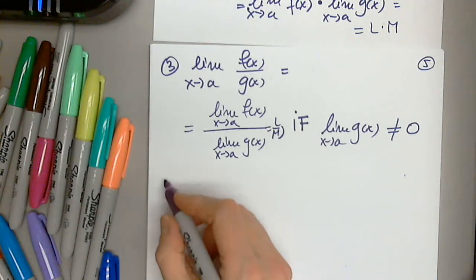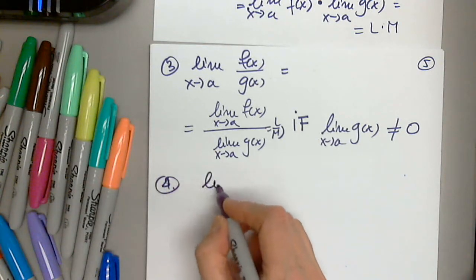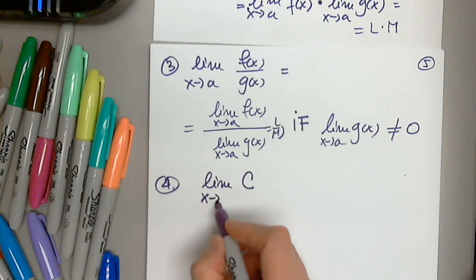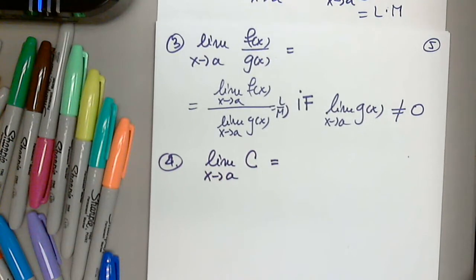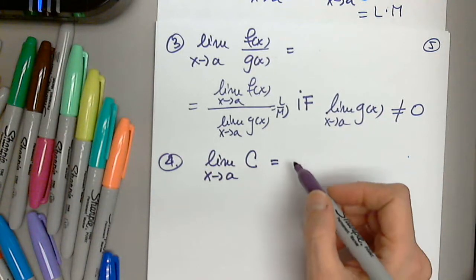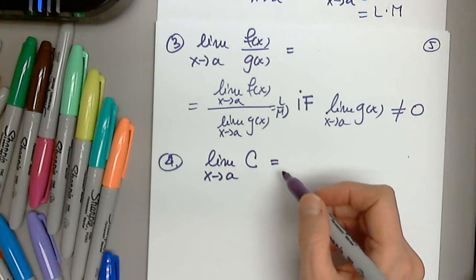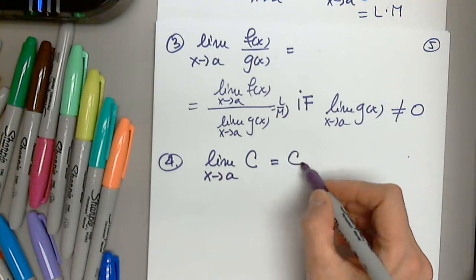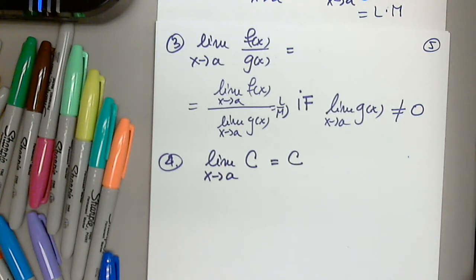Number 4, limit of a constant as x approaches a from either side. Who cares where x goes? What will be the limit of a constant? The constant itself, of course, nothing there.